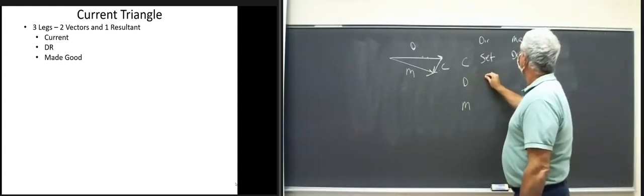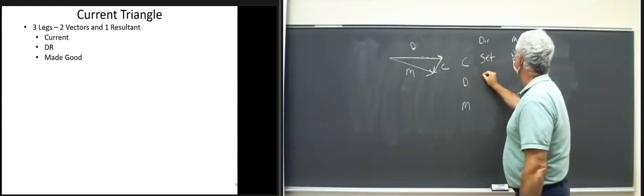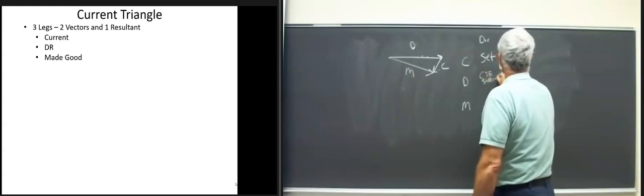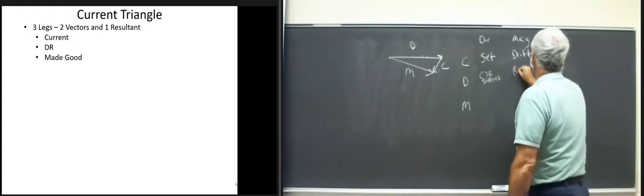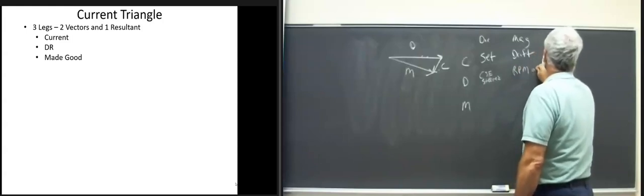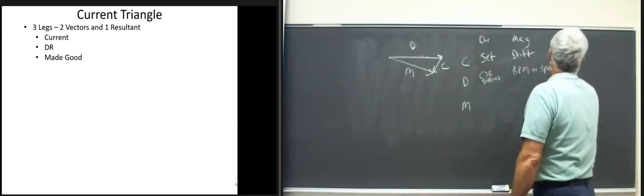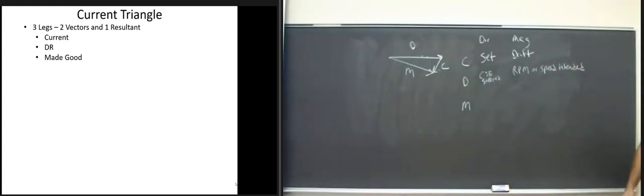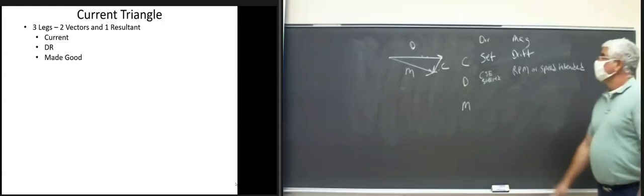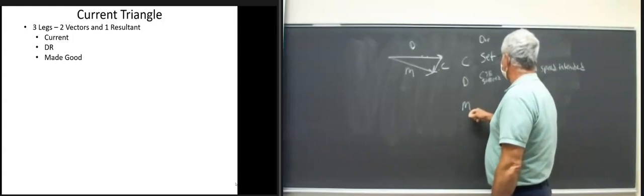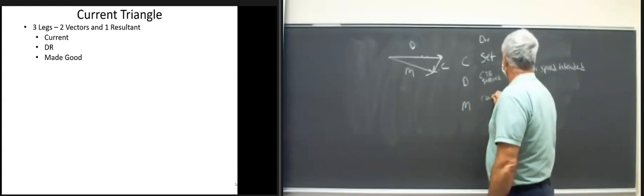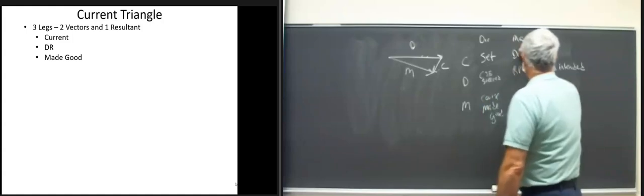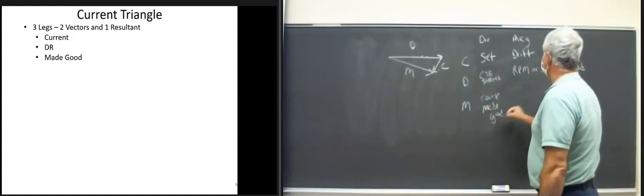For the DR, the direction is course steered. And the magnitude is RPM, or speed intended. What's the direction of the made good? Course made good. What's the magnitude of the made good? Speed made good.